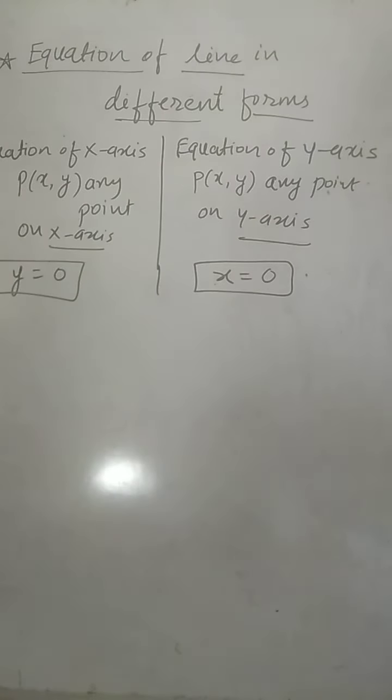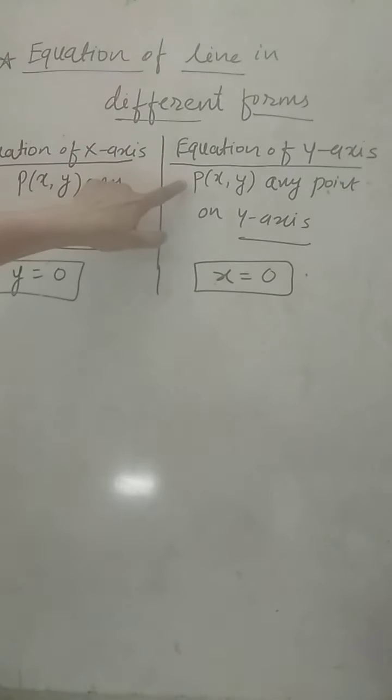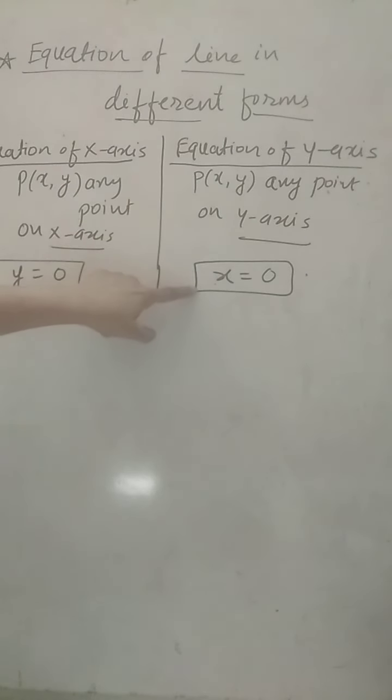Equation of x-axis and equation of y-axis. Very important things. Equation of x-axis: if we consider any point P(x, y) on the x-axis, then what is the equation of x-axis? y equal to 0. Y must be equal to 0. Similarly, if we consider any point P(x, y) on the y-axis, the equation of y-axis is x equal to 0.